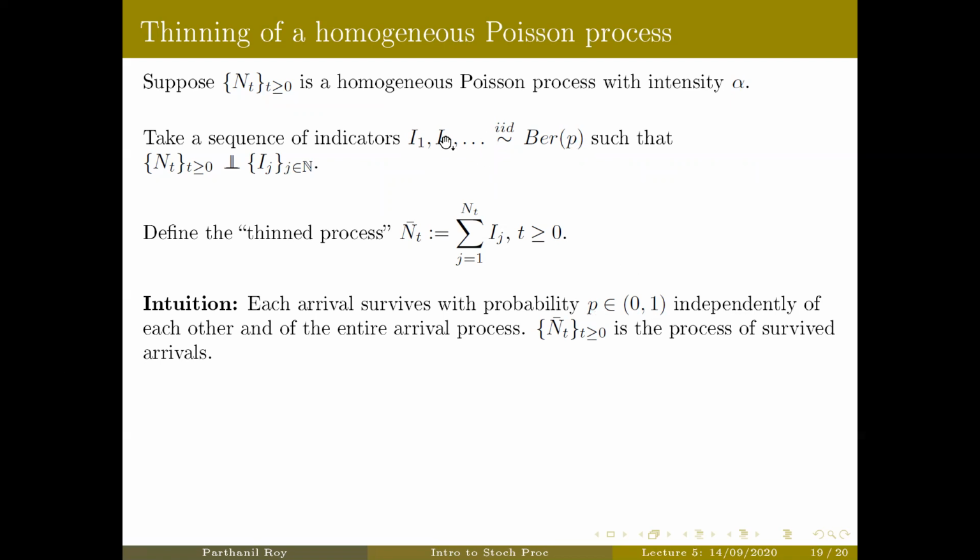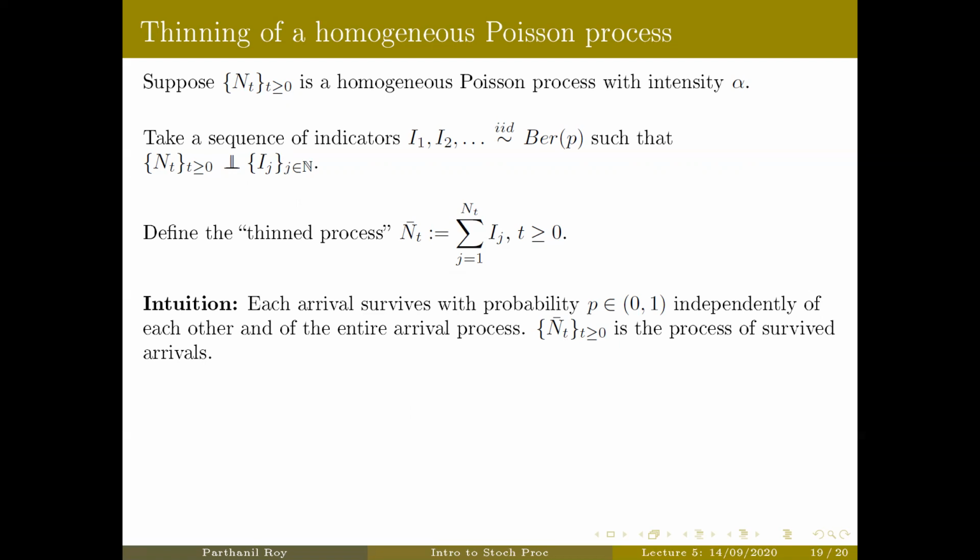And of course, this is also independent of the number of arrivals. That's guaranteed by this independence here. So this is completely independent. This survival is completely independent of the arrival process. This part is given by this part. And finally, n bar t is the process of survived arrivals.